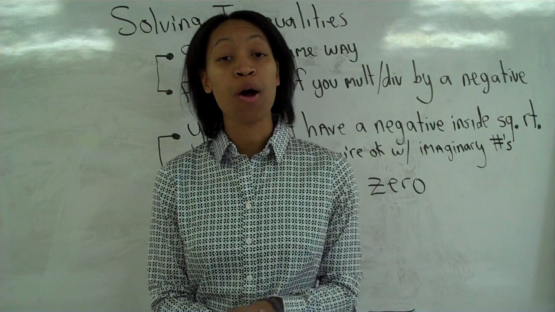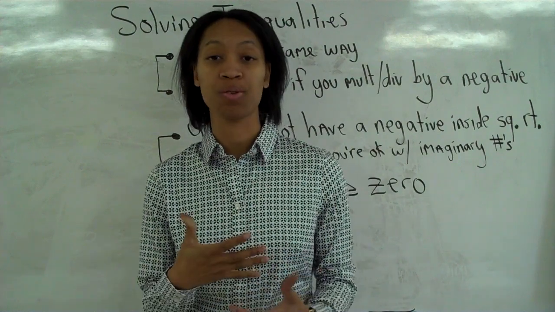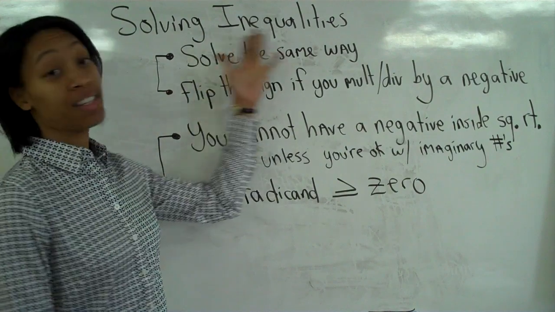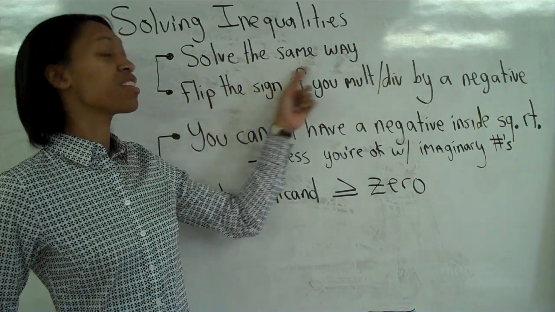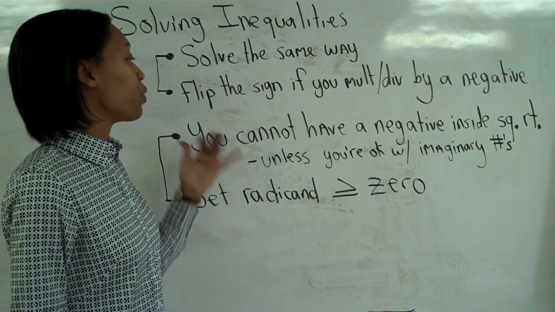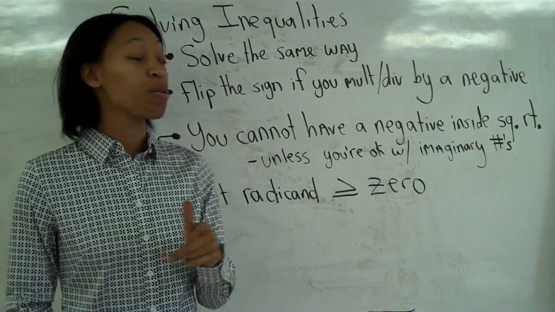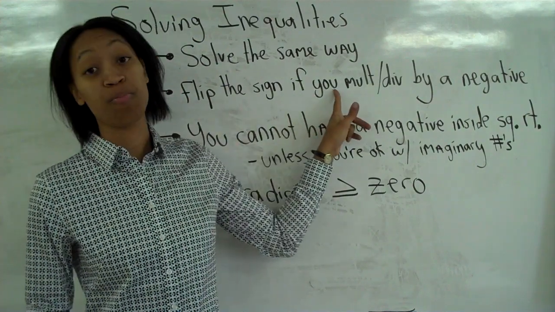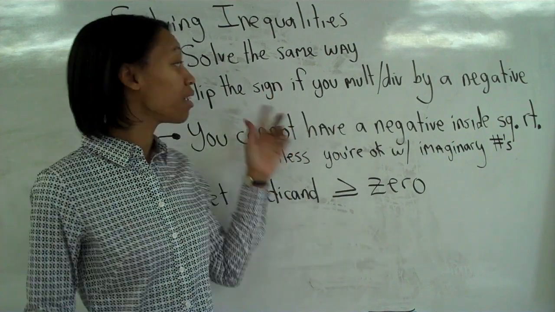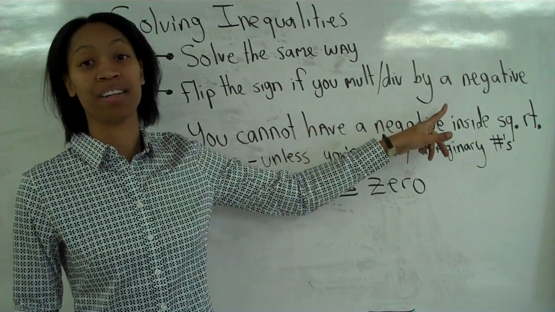Okay, so now let's talk about solving radical inequalities. When you are solving inequalities, you can solve them pretty much the same way that you solve equations. The only difference is that you have to flip the direction of the sign, from greater than to less than, if you multiply or divide by a negative.